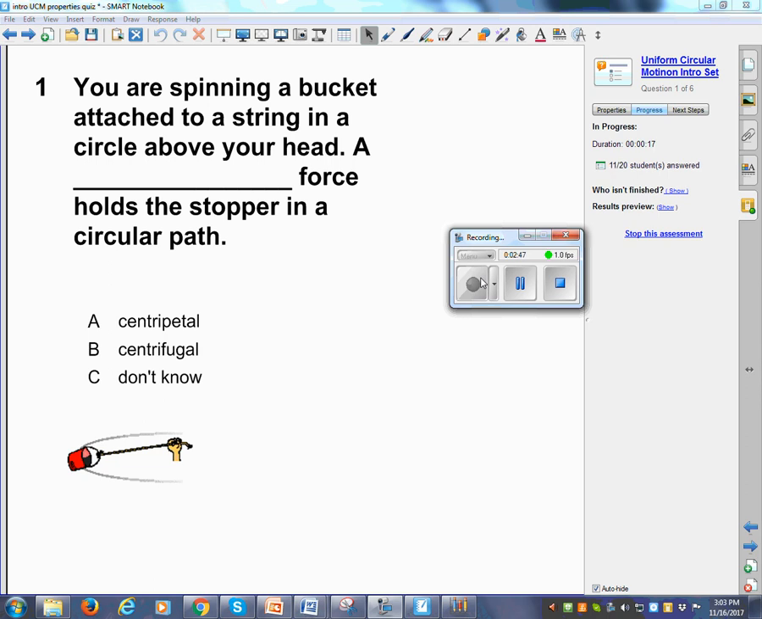It might be true for you. Are we just going to keep going through all the questions? Yeah, and it's okay. We're going to explain this. This is just my way of getting you thinking about centripetal forces and centrifugal forces.